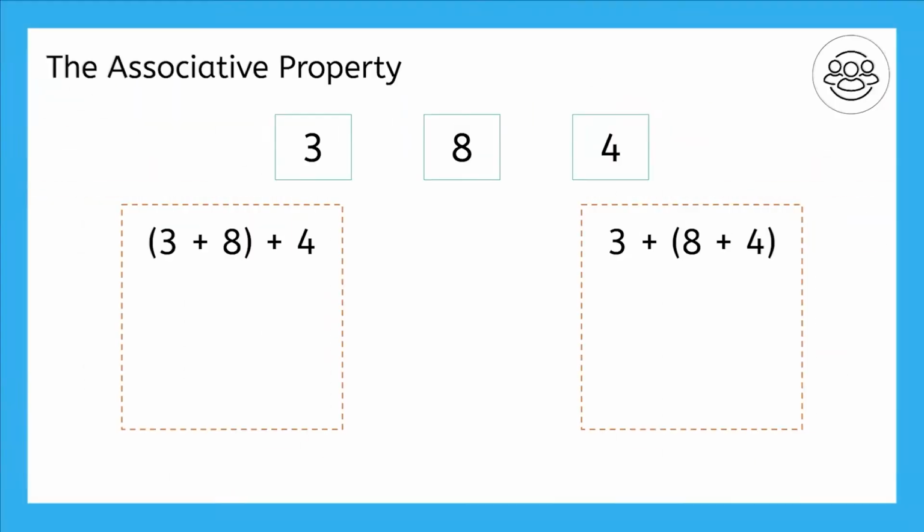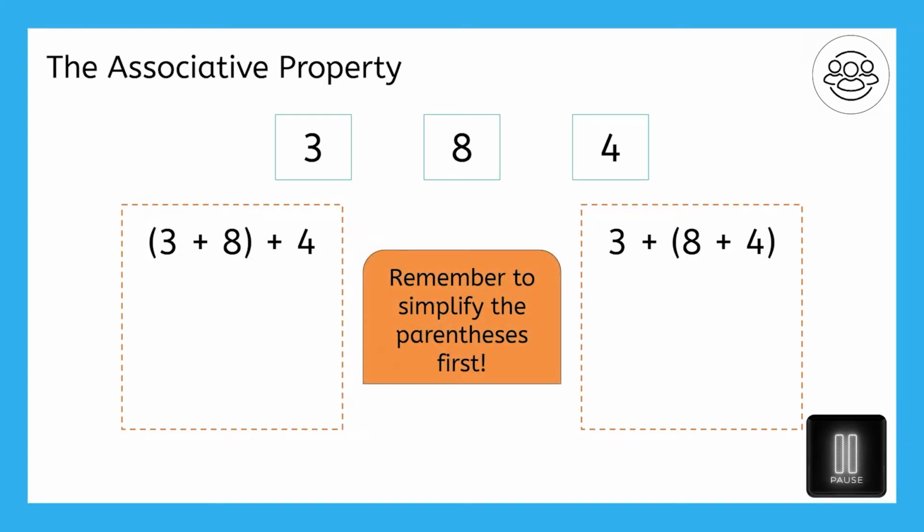Not at all. We can test out the associative property using the numbers 3, 8, and 4. Here they're added together with different groupings. Pause while you simplify each expression and compare the answers. Remember that according to the order of operations, the group, or the parentheses, must be simplified first.